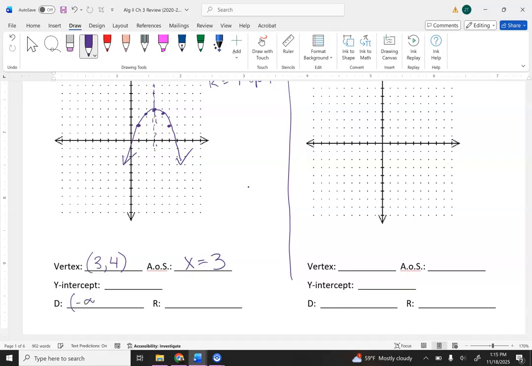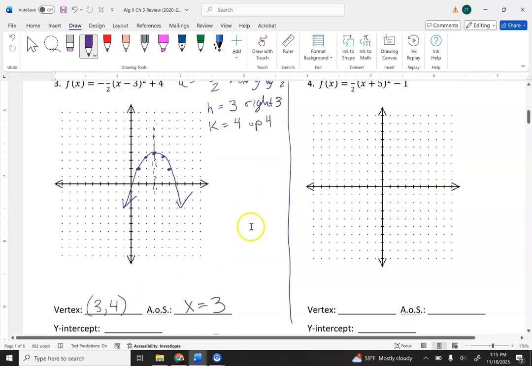The domain for any parabola is -∞ to ∞. The range here, down to up. Down would be -∞. Up would be, it reaches a maximum height of 4. And that's going to have a bracket on it.